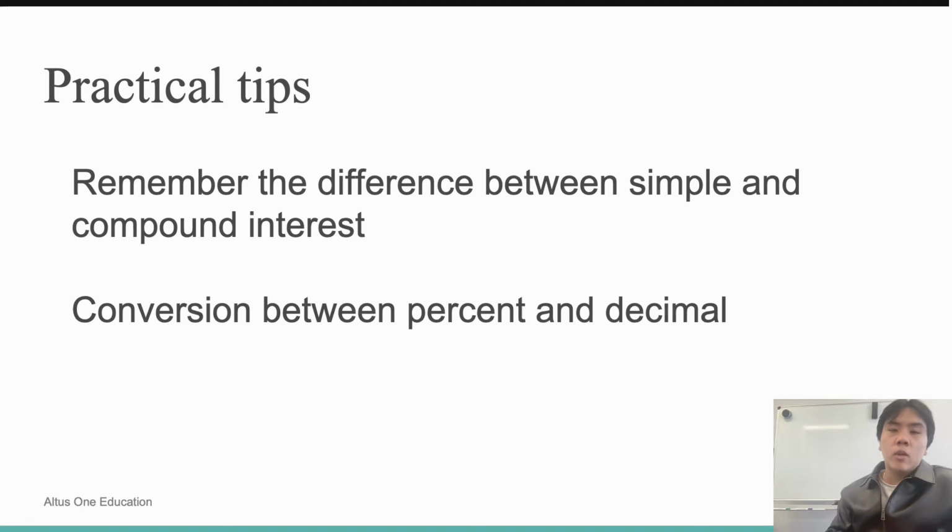And don't forget to convert properly between decimals and percentages. Divide a percentage by 100 to get a decimal, and multiply a decimal by 100 to get the percentage. Remember, in the compound interest formula, your rate should be in decimal form.